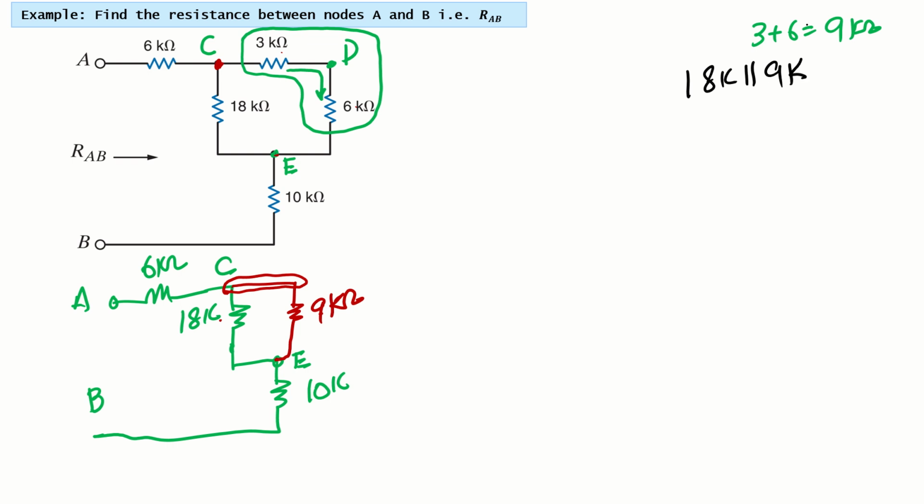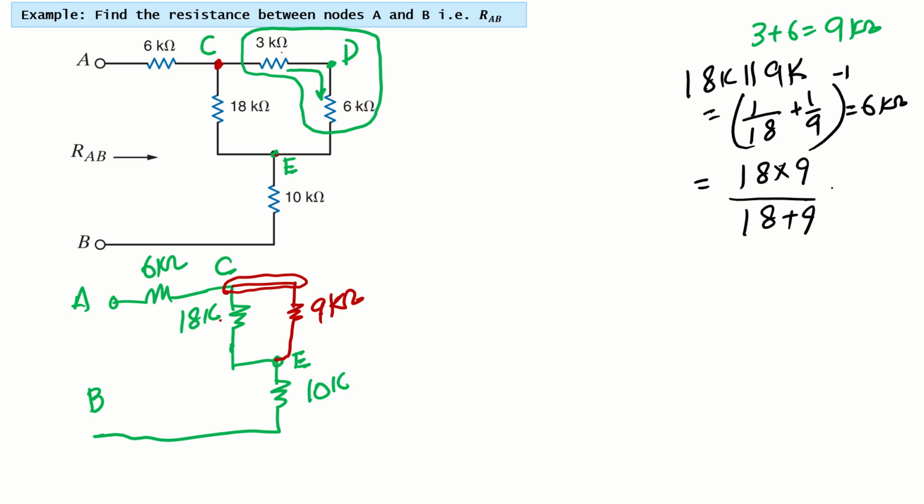When 18K is parallel with 9K, how can we calculate? 1 over 18 plus 1 over 9, inverse. So this will become 6K. Or we can also do it the other way, multiply these two values, 18 times 9, and then divide by their sum. So this will also give me 6K.